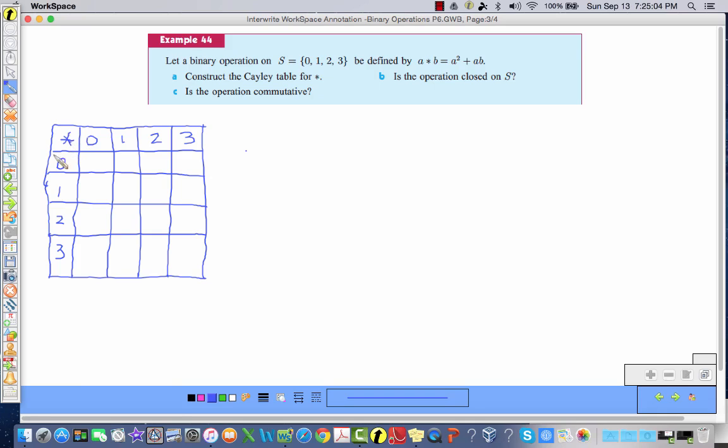Now, make sure that you do not think of this as multiplication, because remember, A star B, I'll put it up here so we can refer to it, is equal to A squared plus AB. So 0 star 0 is 0 squared plus 0 times 0, which is 0. Then 0 squared plus 0 times 1, 0. 0 squared plus 0 times 2, 0. And 0 squared plus 0 times 3 is 0.